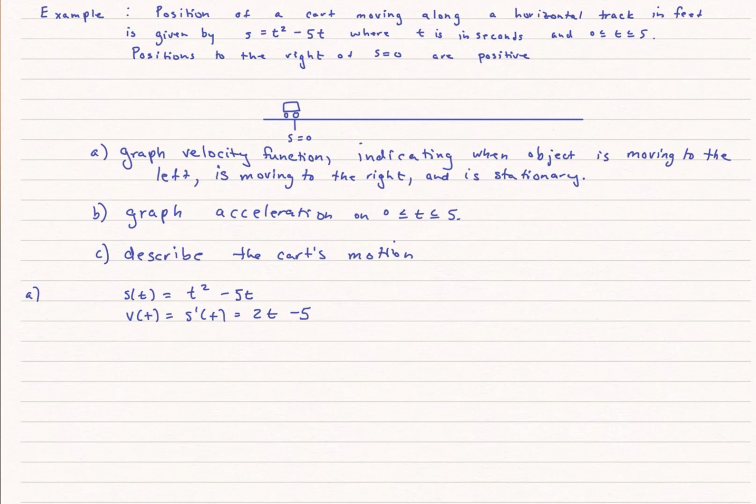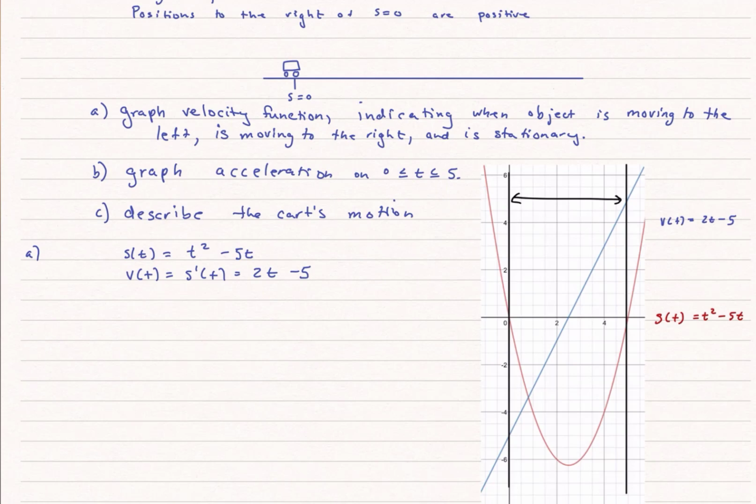Let's go ahead and graph that. In fact, I want to do a graph of both s of t and v of t. Looking at the interval from t equals 0 to 5, we see the position function in red. That's t squared minus 5t. We also see the velocity function, v of t, equaling 2t minus 5.